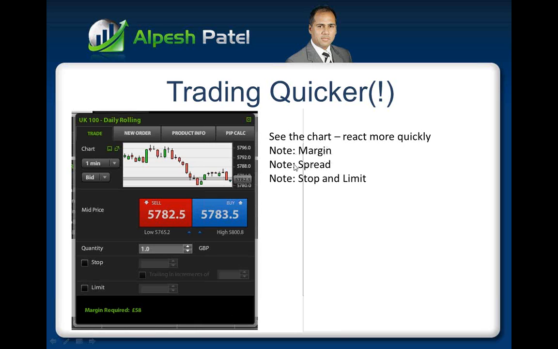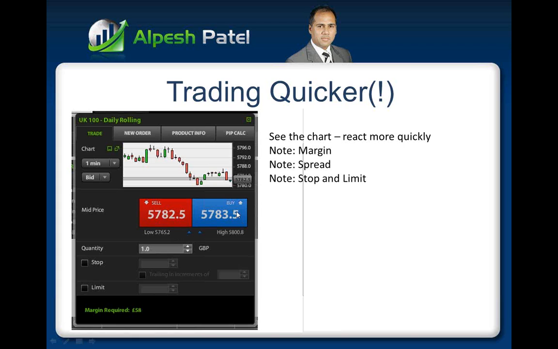I've mentioned margin already. I've mentioned spread already. What I want you to see in this chart is that this ticket already tells you how much margin is required. In other words, if you want to put a £1 bet on the FTSE 100, you need £58 in your account, and for every point it goes up or down, you make or lose a pound. In order to do that, you need £58 in your account.